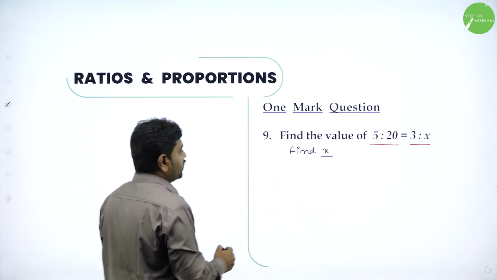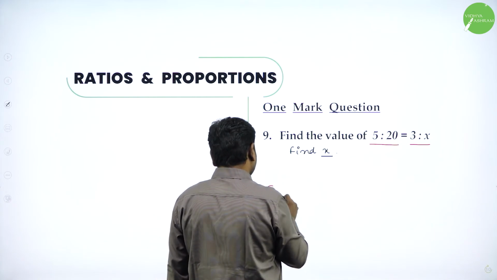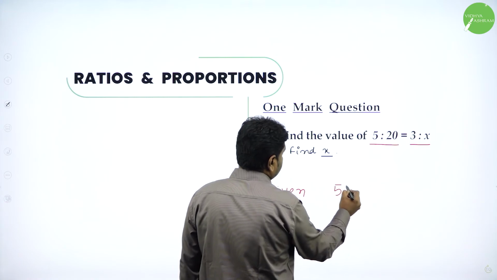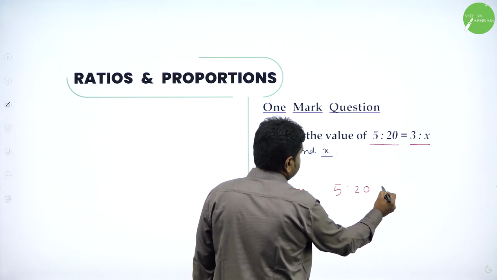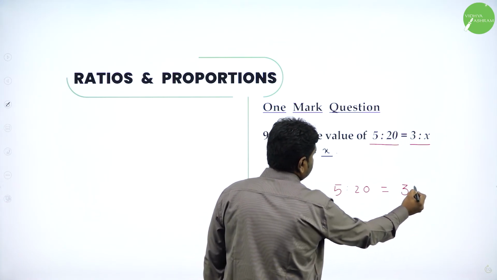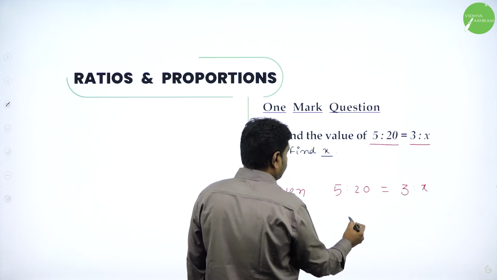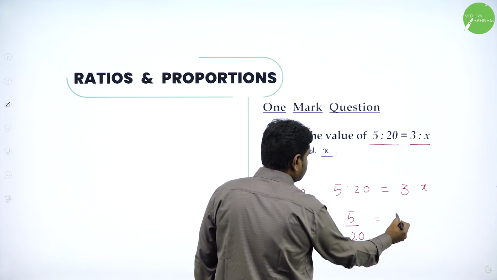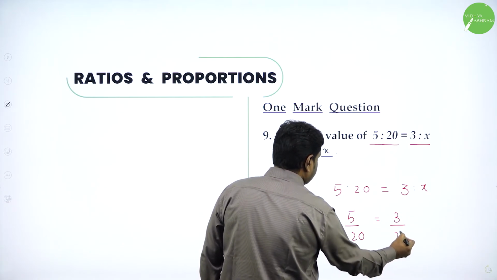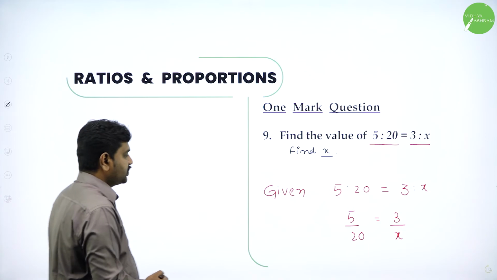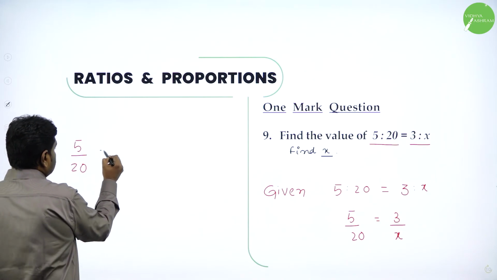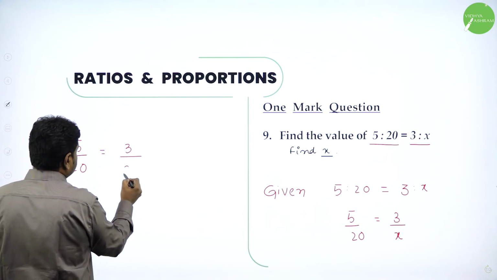So dear students, they gave a ratio. Whatever is given, we'll write it. They have given 5 is to 20 is equal to 3 is to x. So now 5 is to 20 can be written as 5 by 20, and 3 is to x can be written as 3 by x. So now rearrange: 5 by 20 is equal to 3 by x, cross multiply.